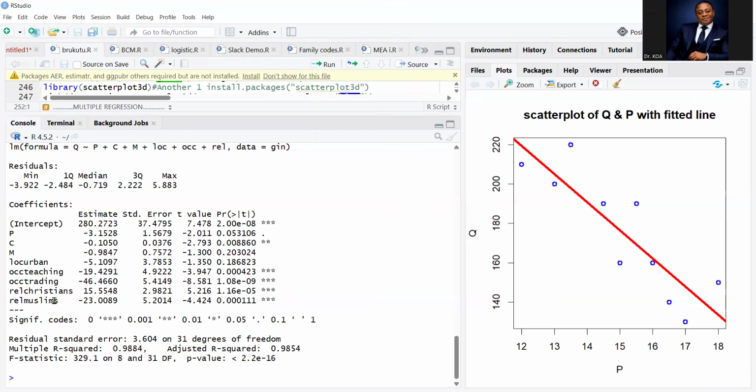Okay. Interpretation alone is 9 marks. So that's why I'm delaying here. Okay. Any question on interpretation?